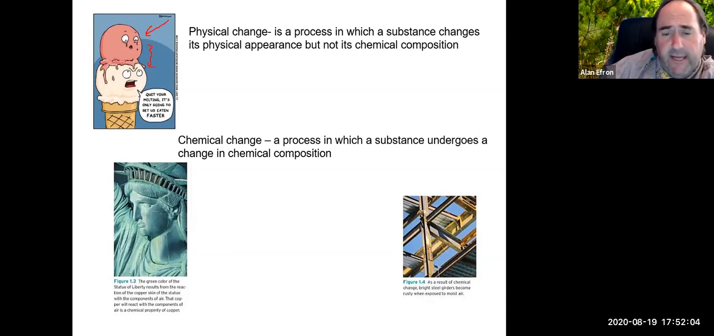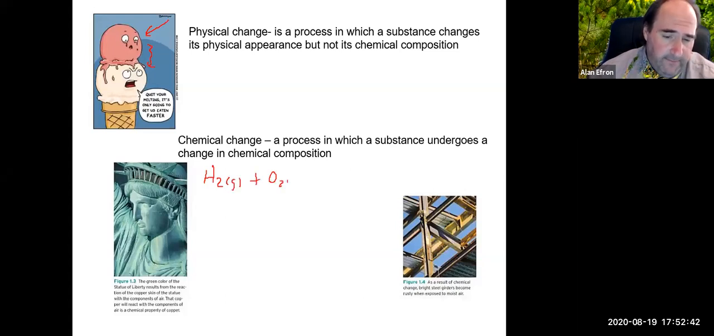A chemical change is a process where whatever you start with fundamentally changes into something different. It changes into a new substance, something that is very different. And the key is that once it changes, there's really no way to get back the original substance by any type of physical means. So for example, if we take hydrogen gas and oxygen gas and we make water, that is a chemical change.